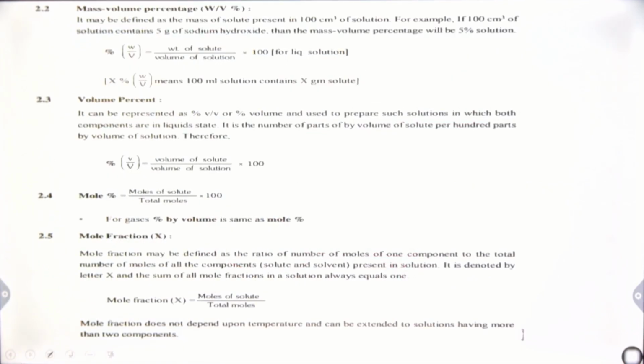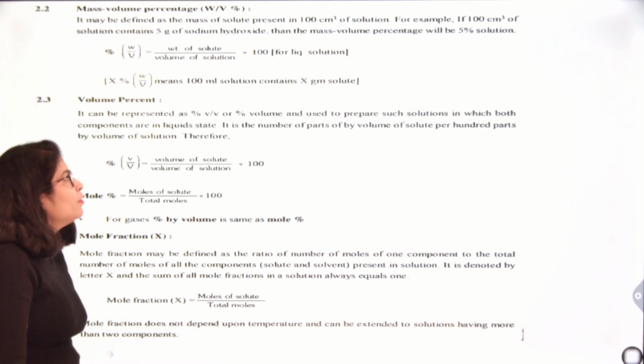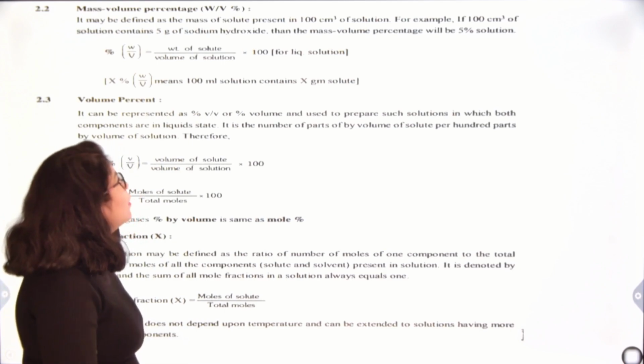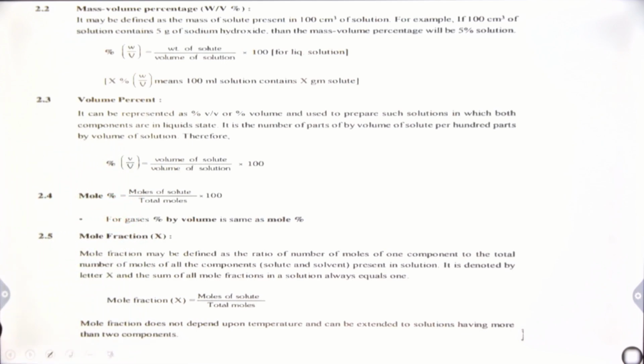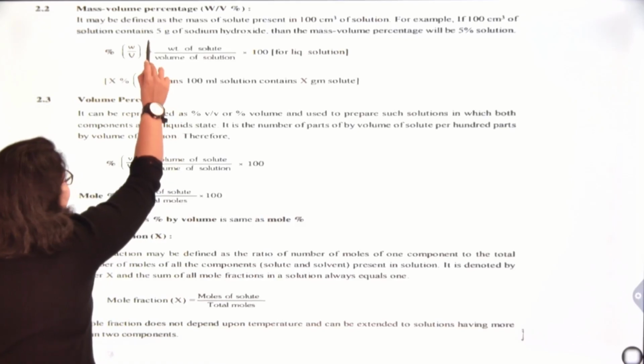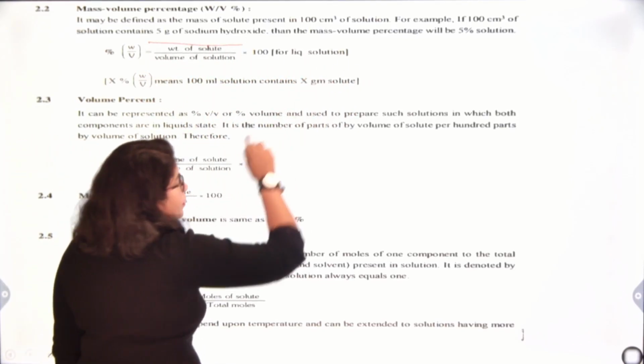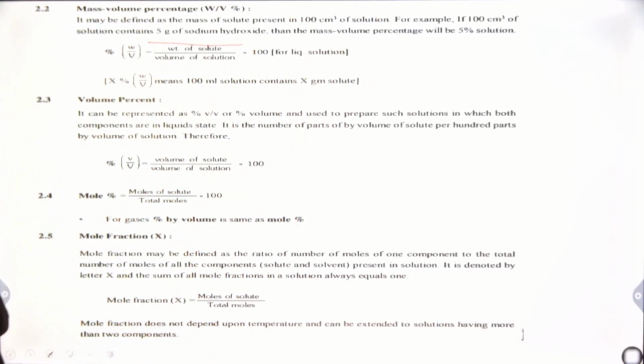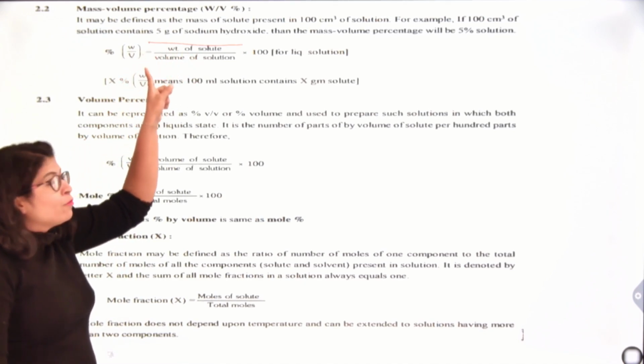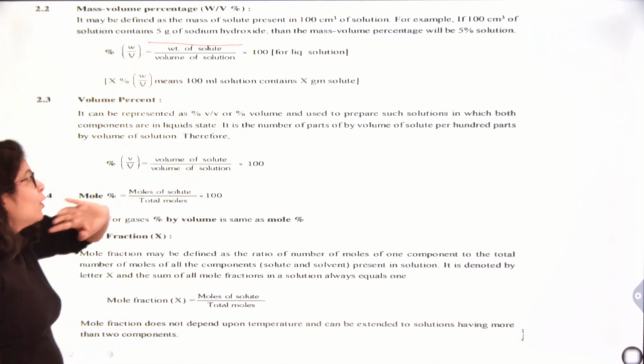Next is mass by volume. It may be defined as mass of solute present in 100 centimeter cube of solution. If 100 centimeter cube of solution contains 5 gram of sodium hydroxide, then mass by volume percentage is 5%. Okay, it's basically weight of the solute by volume of the solution into 100.